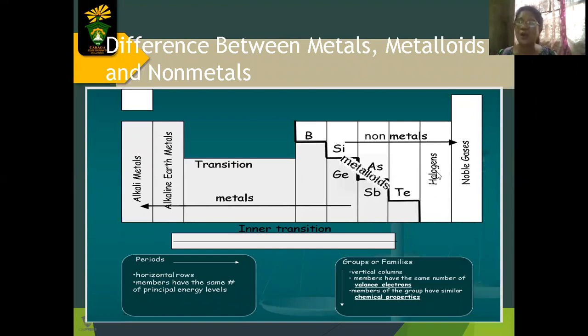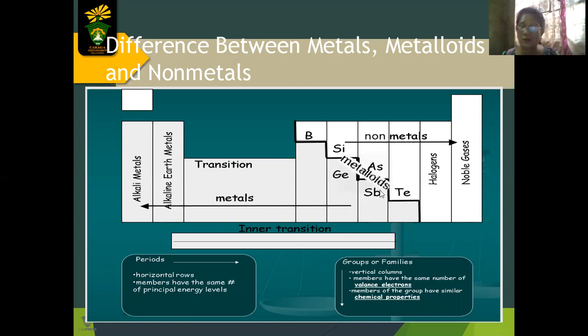Under non-metals, we have group 7, that is the halogens. Then we have group 8, which are the noble gases. Okay, we will describe each of these groups one at a time in the succeeding slides. So, take a look. What you call the horizontal rows is known as the period.